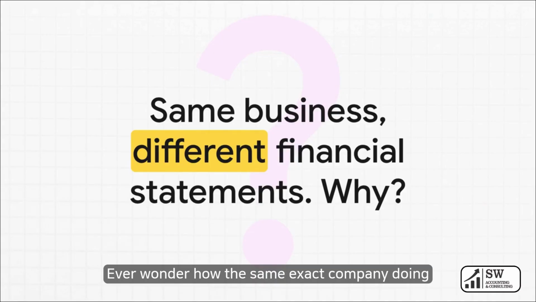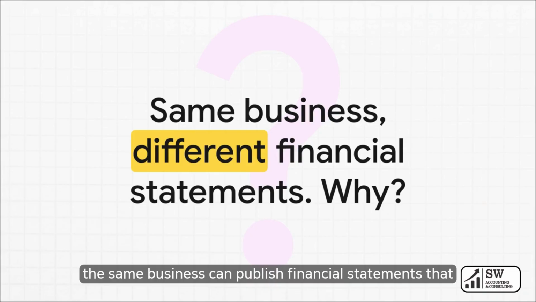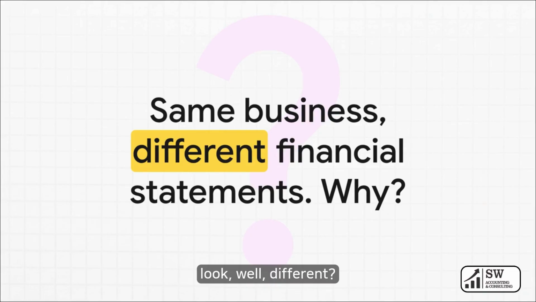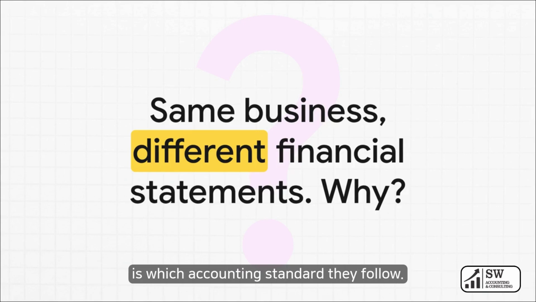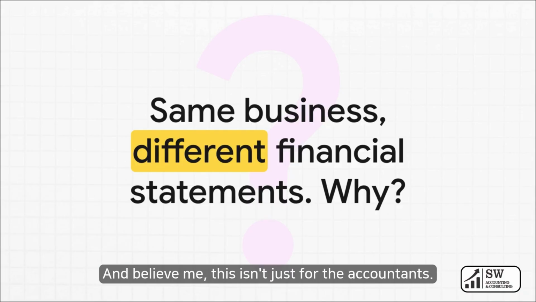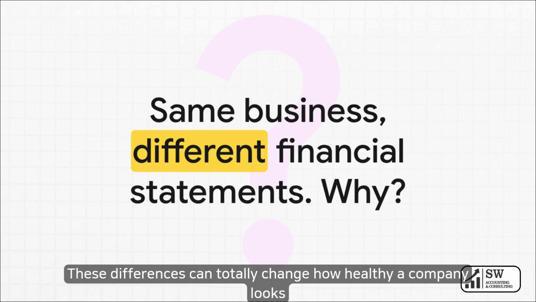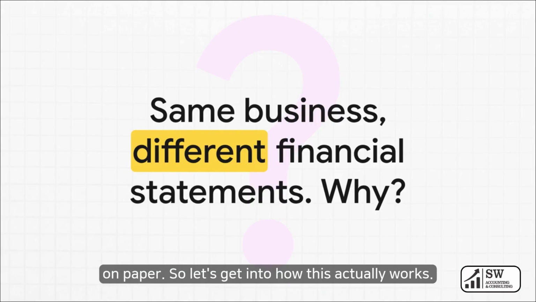Ever wonder how the same exact company doing the same business can publish financial statements that look, well, different? It sounds kind of crazy, right? The secret sauce, or maybe the source of the confusion, is which accounting standard they follow. And believe me, this isn't just for the accountants. These differences can totally change how healthy a company looks on paper. So let's get into how this actually works.